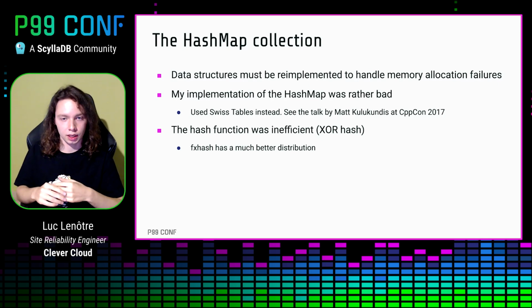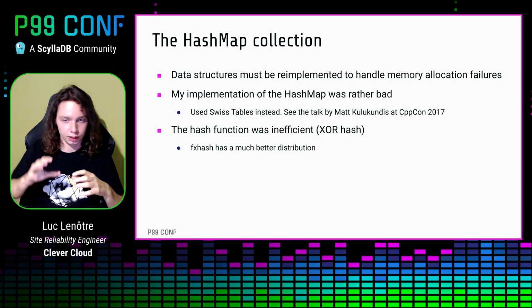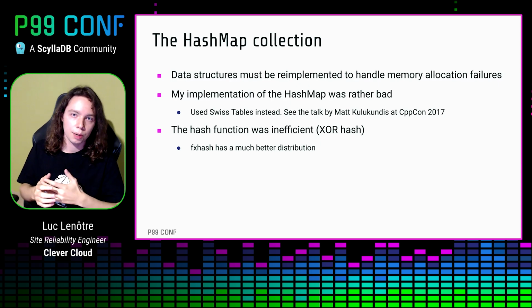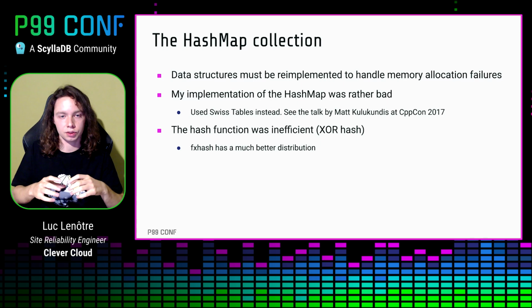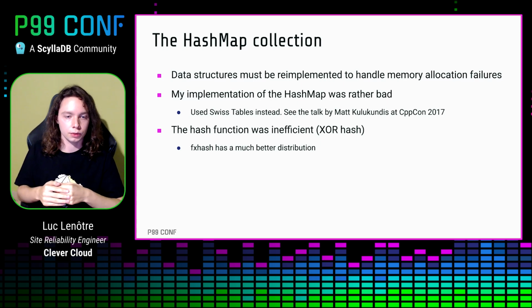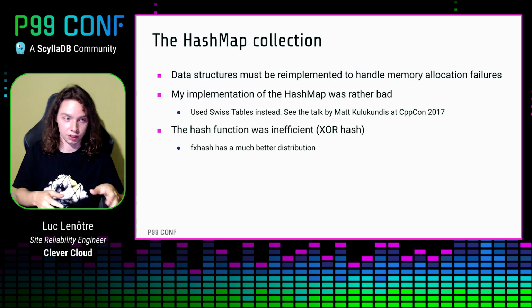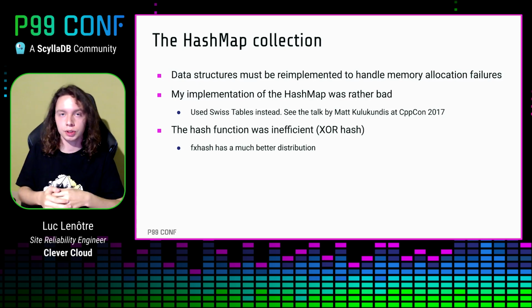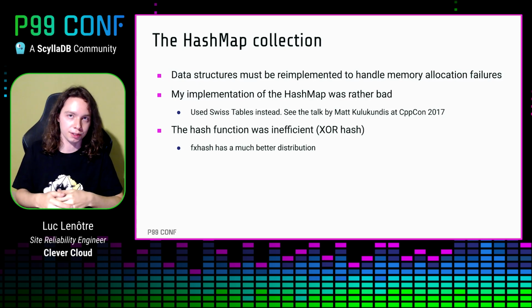That function actually has a problem. It's pretty fast to compute, but it has the issue that the distribution across the hash map is pretty poor. So instead, I decided to use fxhash, which has a much better distribution and it's pretty easy to implement.